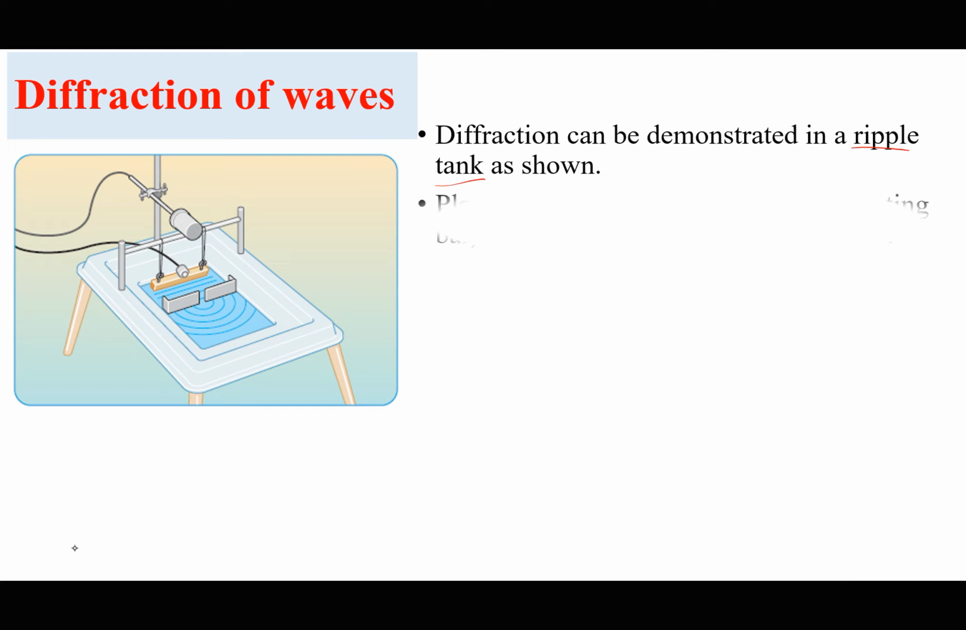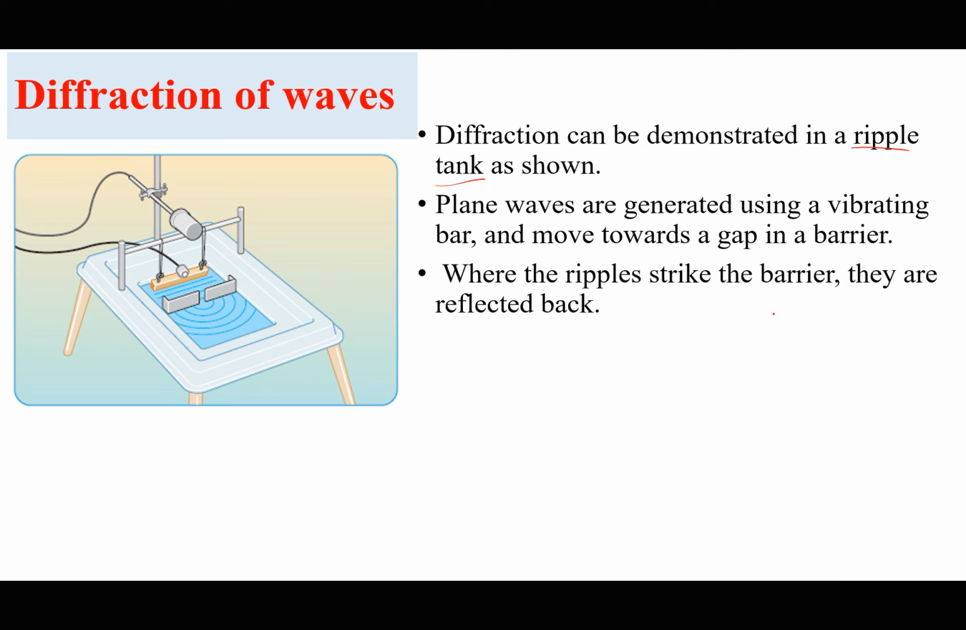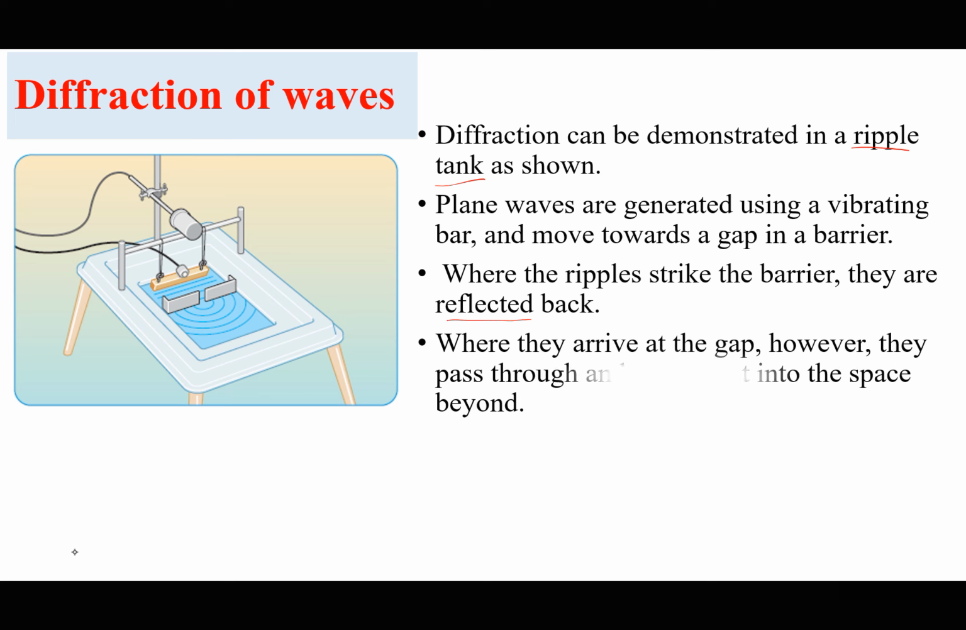So plane waves are generated using a vibrating bar and move towards a gap in a barrier as shown in this diagram here. Where the ripples strike the barrier, they are reflected back, and where they arrive at the gap, however, they pass through and spread out into the space beyond.